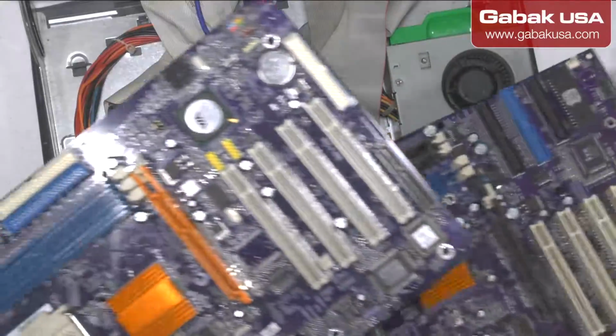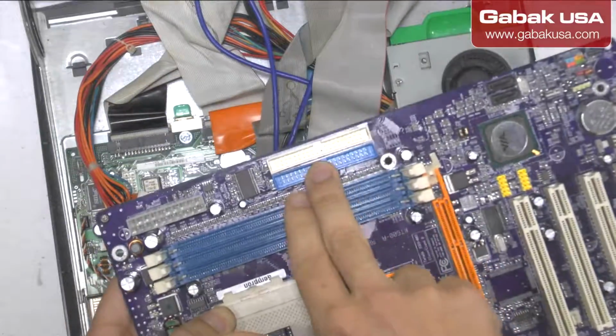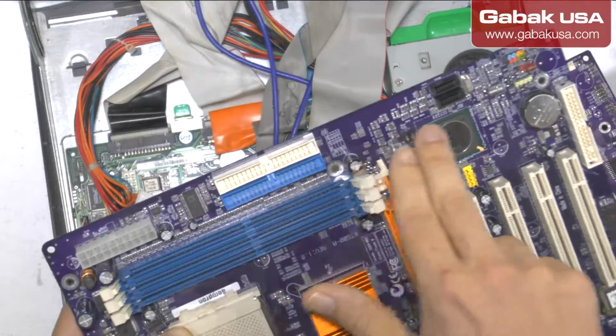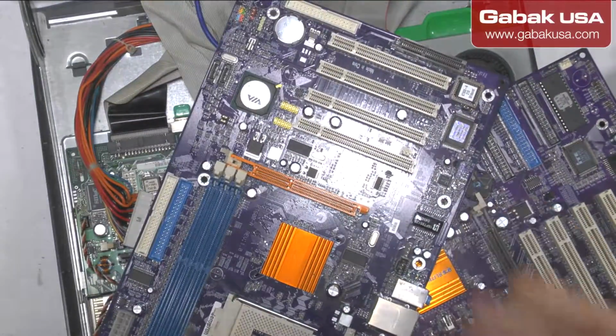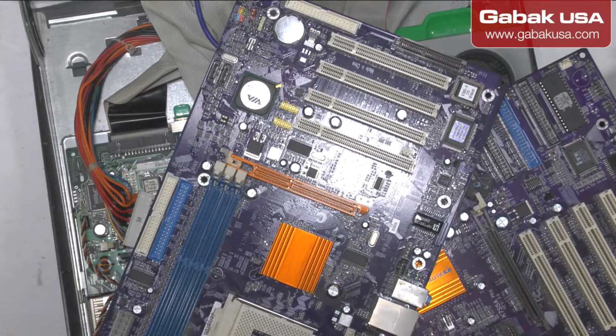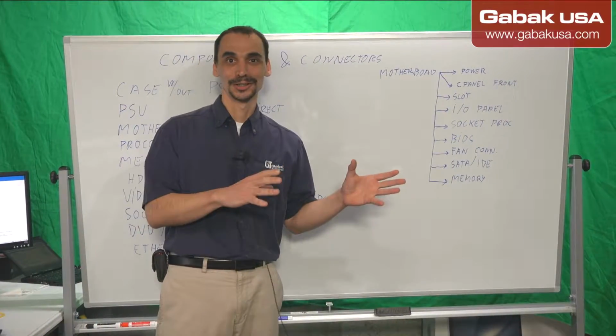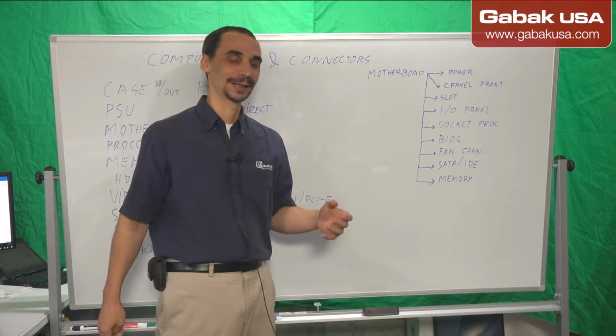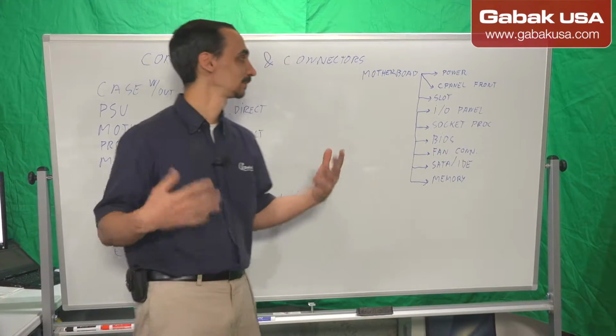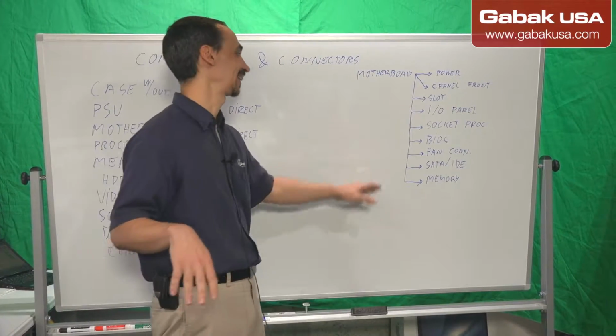And in this case, this is the newer one. You have both: the IDE connector and the SATA connector. So everything in one motherboard. Usually that was good when you had to upgrade a computer and you had a little of everything at that time. But I don't recommend using IDE anymore.